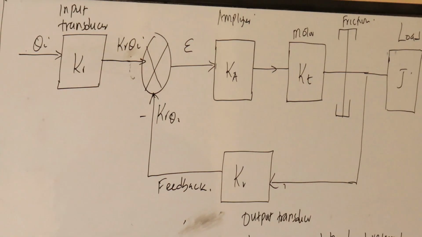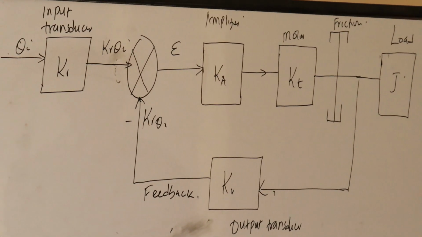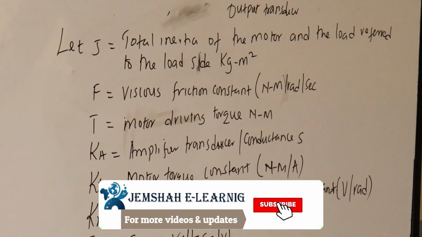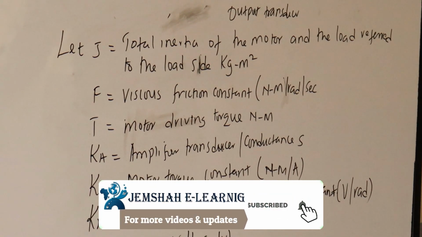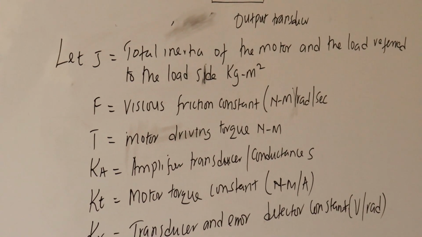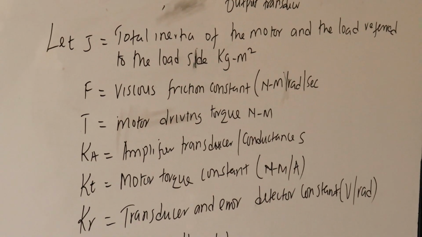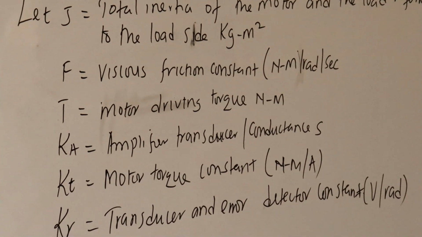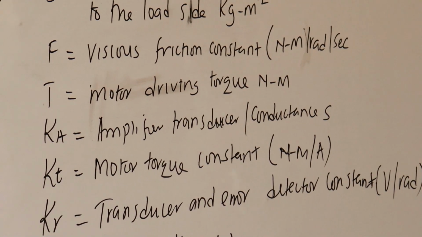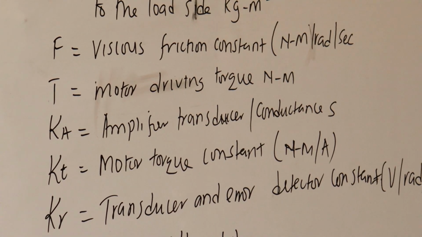So when you look at that, we have defined what each and everything is. J is the total inertia of the motor and the load, referred to the load side, in kg-m squared. Then we also have the viscous friction constant, which is always related to moving bodies. So this is a friction that is related to moving bodies, whereas we also have T, which is the torque. That is the motor driving torque.